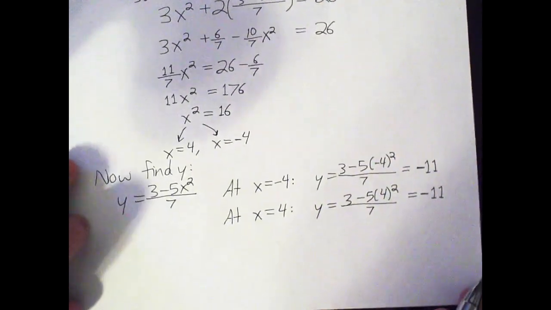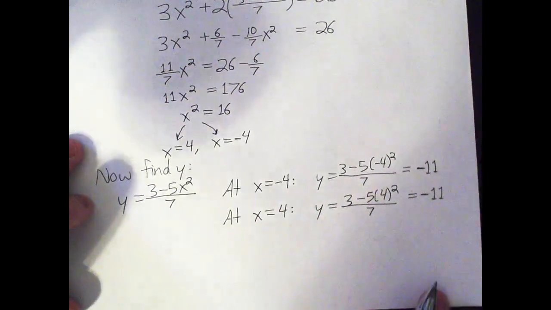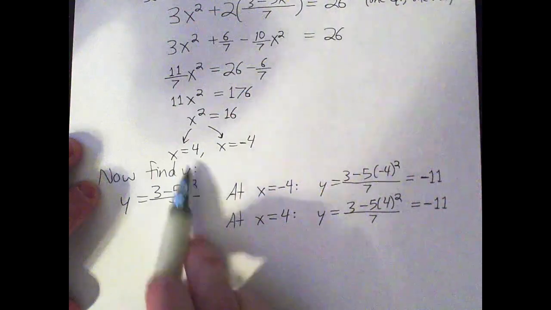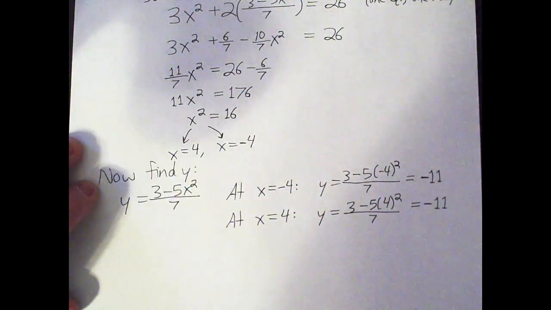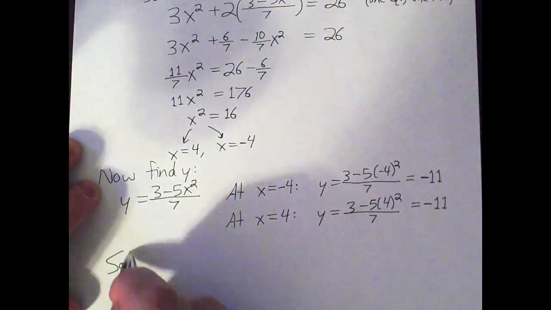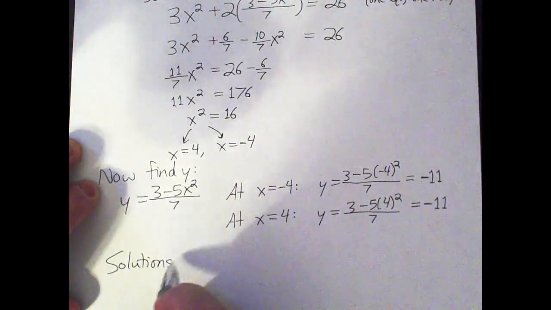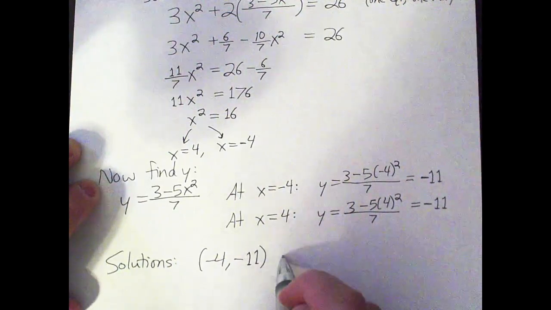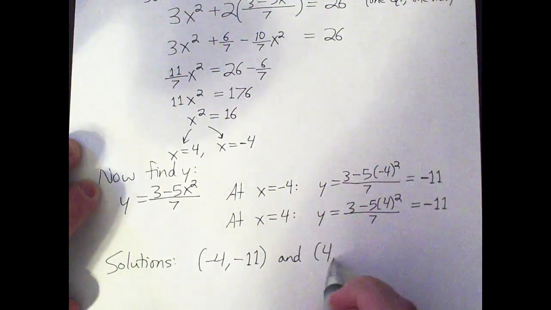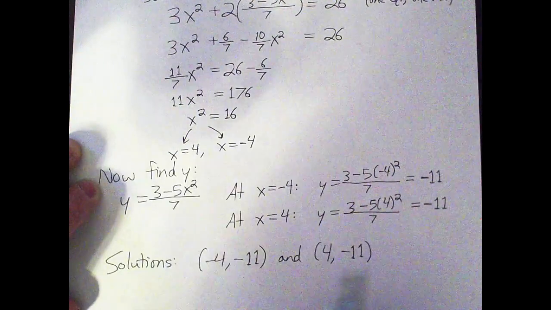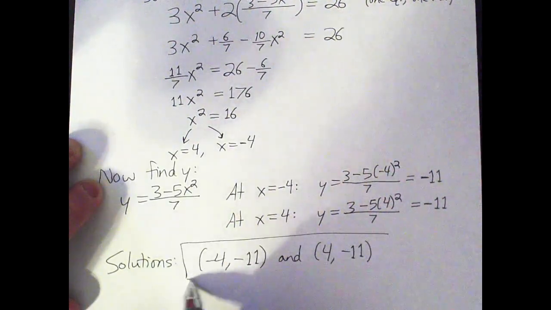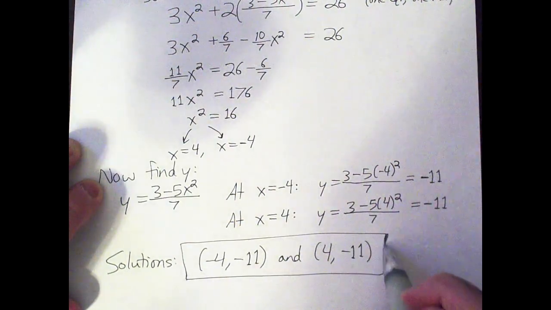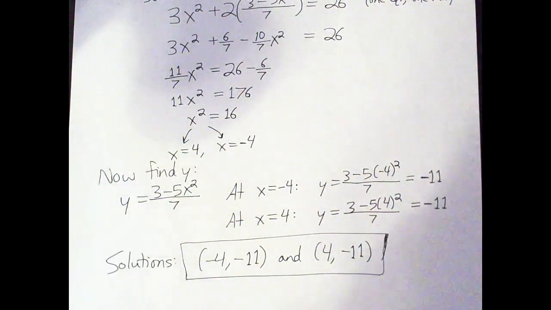So what can we say? We're going to say we found two solutions, didn't we? Because we found two different x values that work. For each x value that we found the y value. So the solutions to this system, there are two of them. It's negative 4 comma negative 11 and positive 4 comma negative 11. Okay, so we did it, and we did it using substitution.